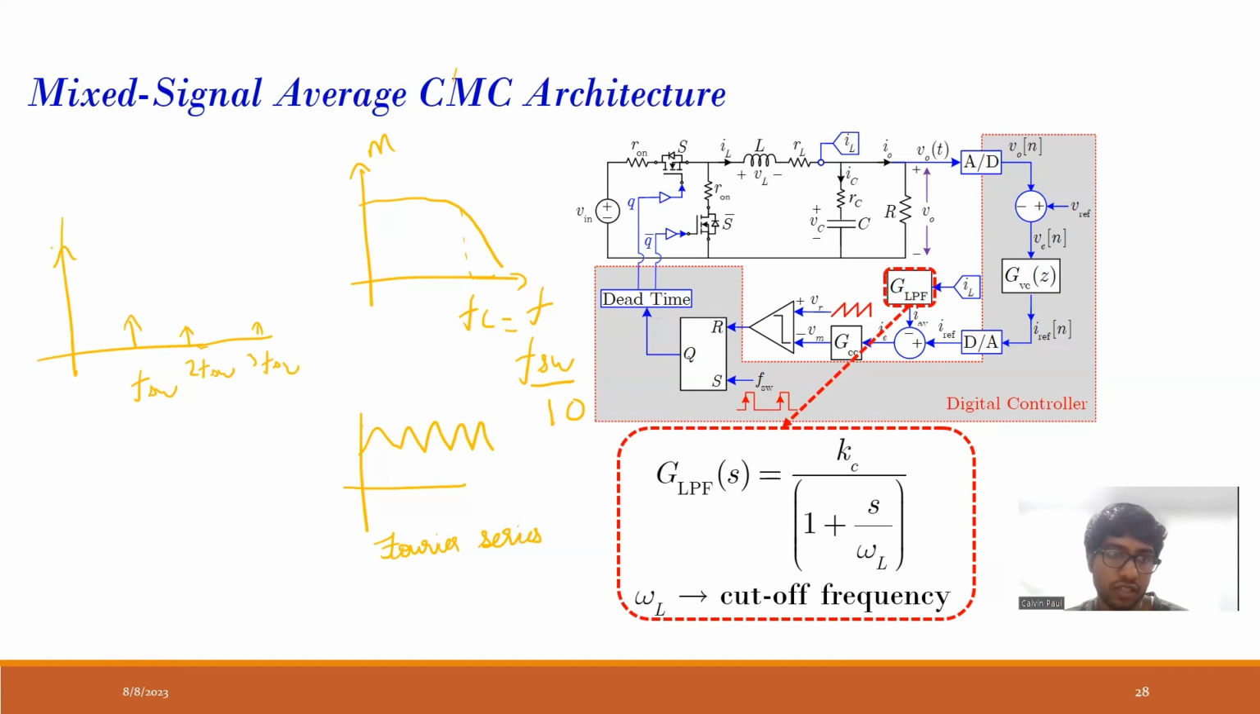So we take such a filter. This will eliminate these components. We want to reject these harmonic components. We only want to keep the DC value. DC value is the average value. So that is why we use this low pass filter.